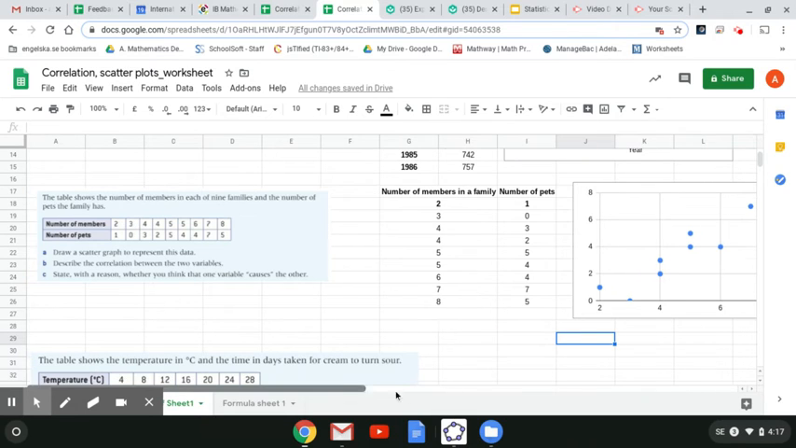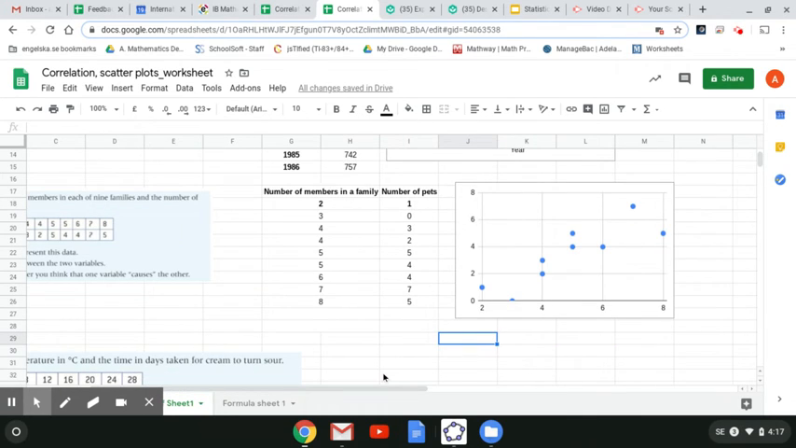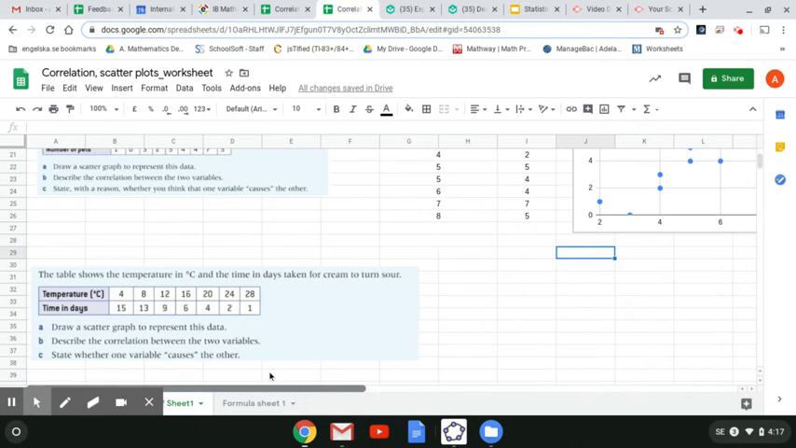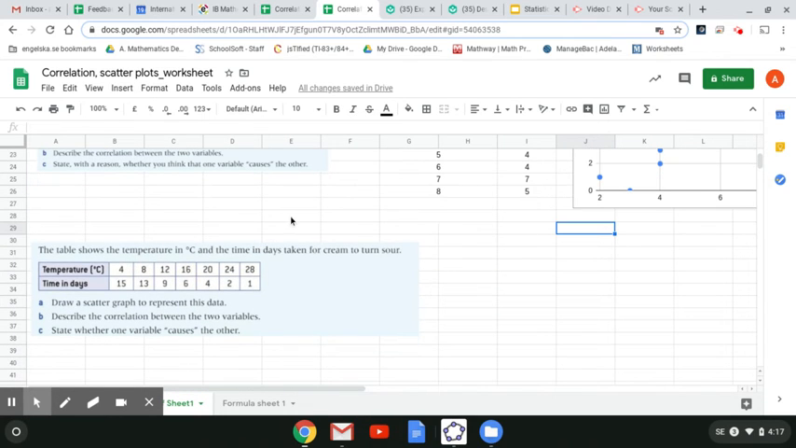And they also ask us to state whether we think that one variable causes the other. And no, because the number of members in a family does not cause how many pets we have or vice versa. So we cannot say that one variable causes the other. We can just discuss the correlation. Let's take a look at another example.